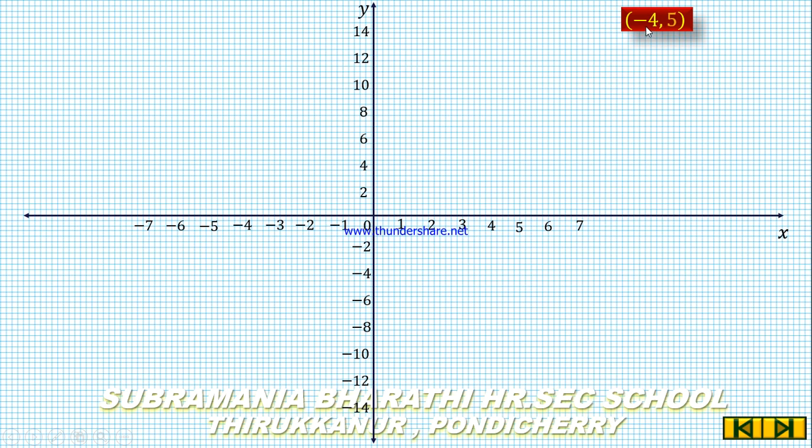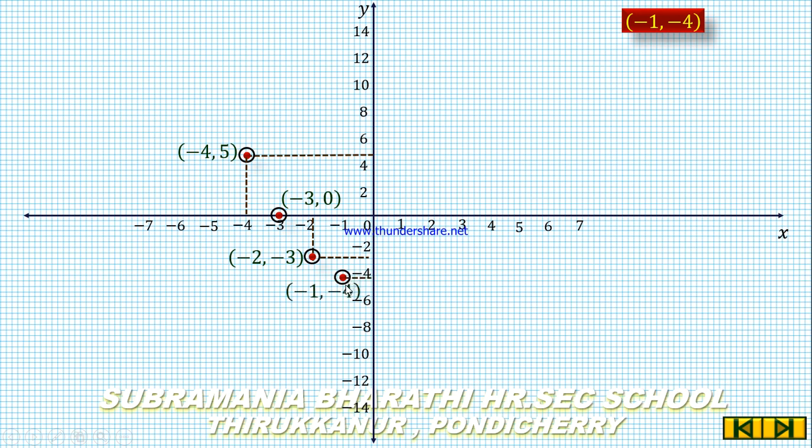Now we are going to plot the points. Minus 4, minus 9. Already I told you these are details. This is the second quadrant, minus, plus. The next point is minus 3, minus 6. Here minus 3, minus 6. The next point is minus 2, minus 3. That is the third quadrant.